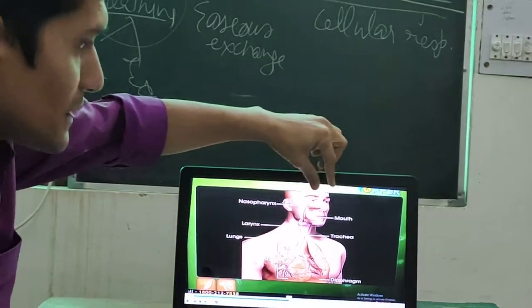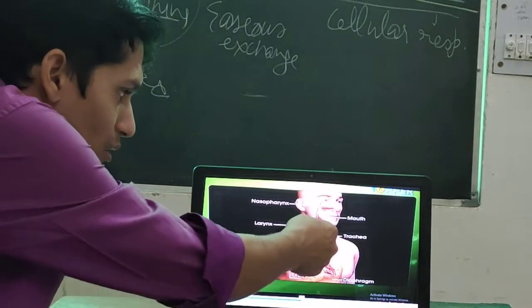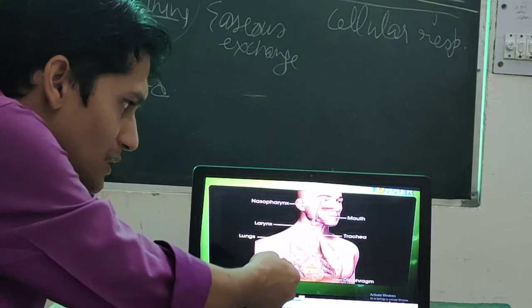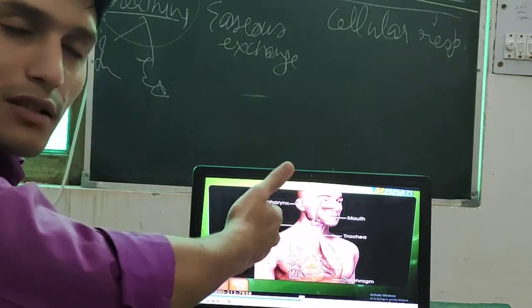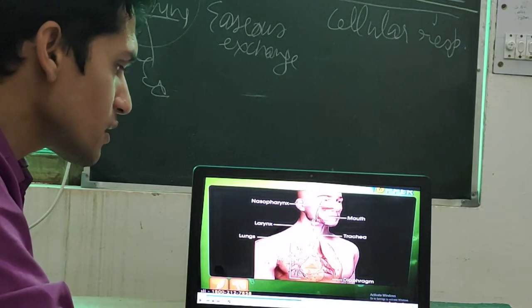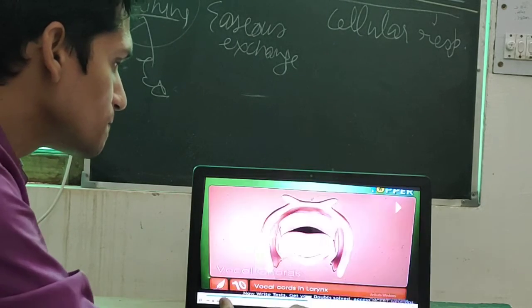In the respiratory system, the trachea branches into the bronchi, and the bronchi further branch and form the bronchioles.